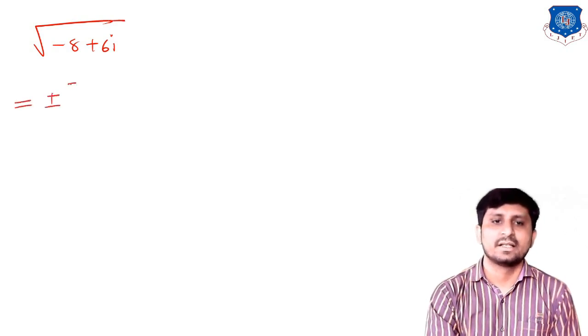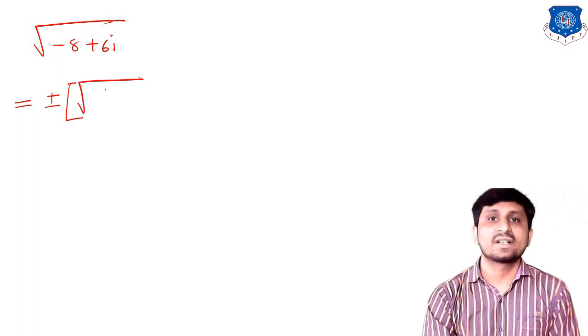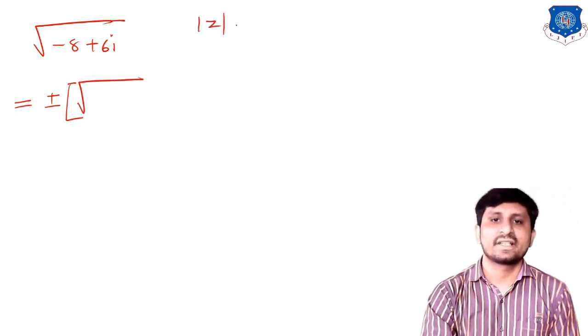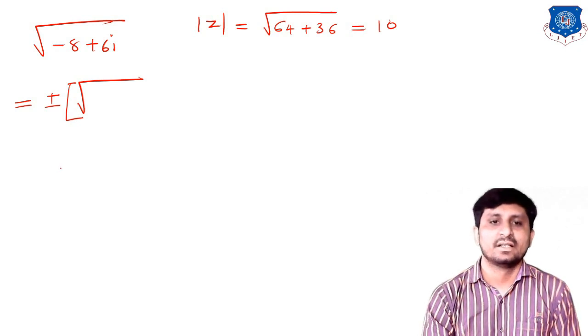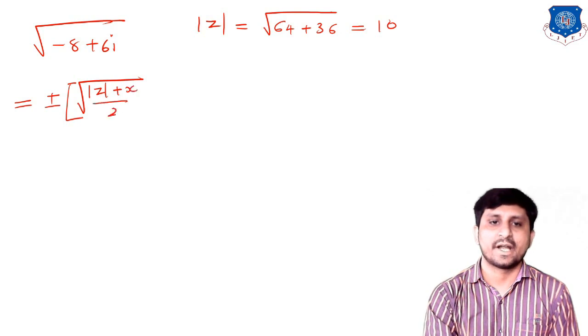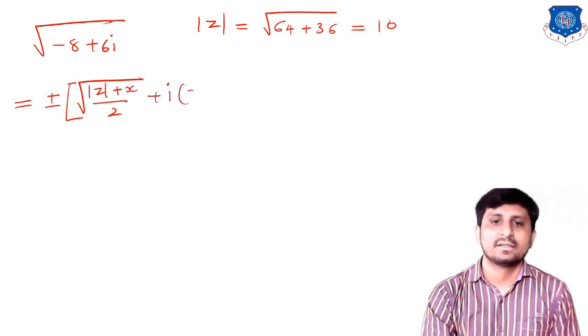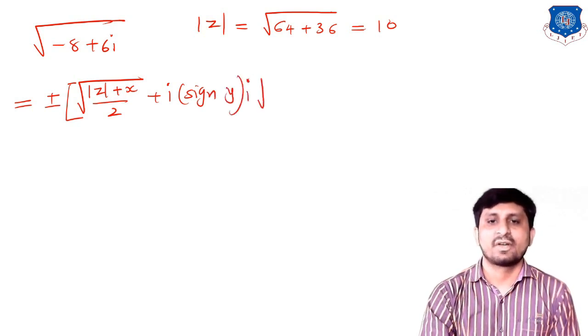Square root of minus 8 plus 6i is equal to plus or minus, in bracket, first of all mod z. What is the value of mod z? Mod z is square root of x square plus y square, and clearly x is minus 8, y is 6, so x square plus y square is 64 plus 36, that is square root of 100, so 10. So what is our formula? Mod z plus x divided by 2, plus i sign of y into square root of mod z minus x divided by 2.